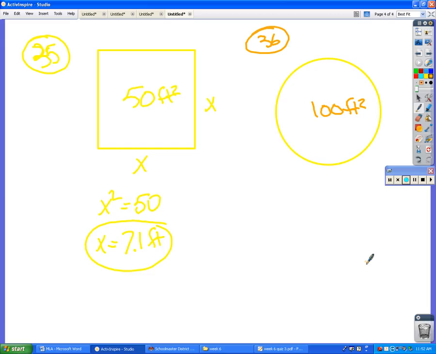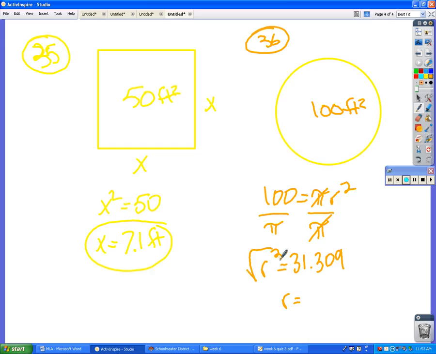Before you lay out your circular garden, you need to know what the radius of that garden should be. Just like on number 34, I'm going to divide by pi because I know that 100 is going to equal pi times the radius squared. To solve that for the radius, my first step is to divide by pi. So r squared equals 31.83. And then how do I figure out what r is?